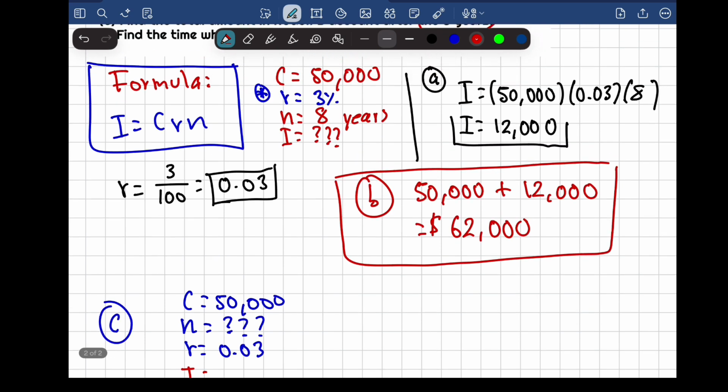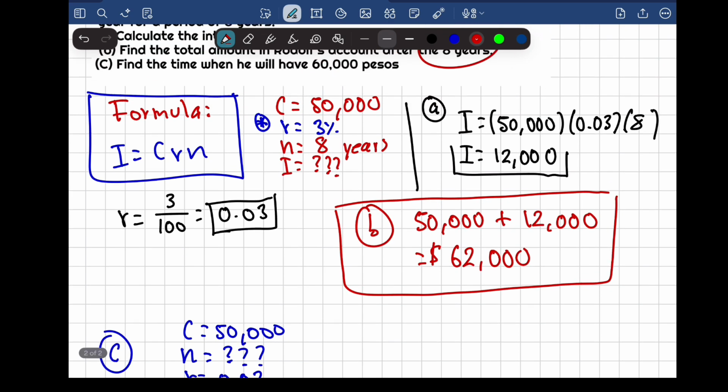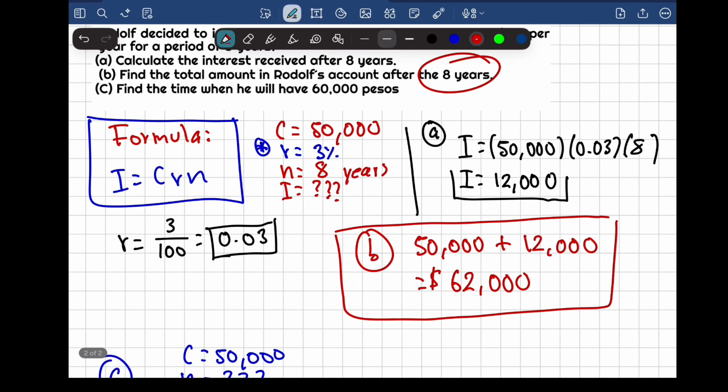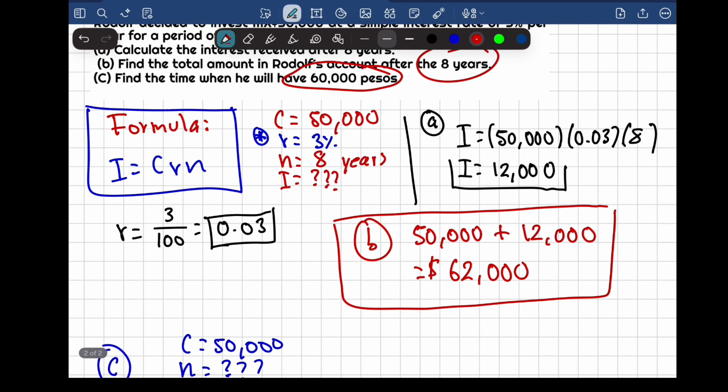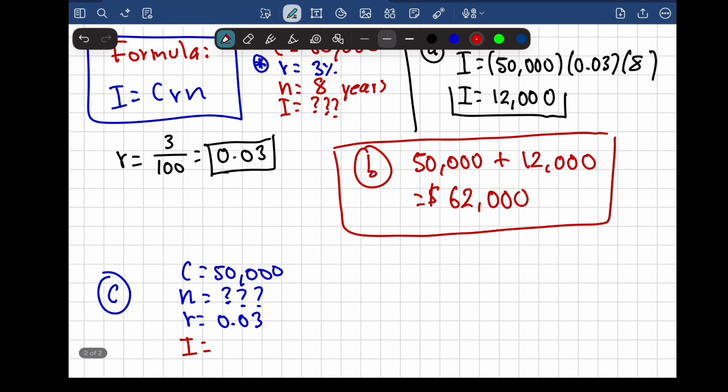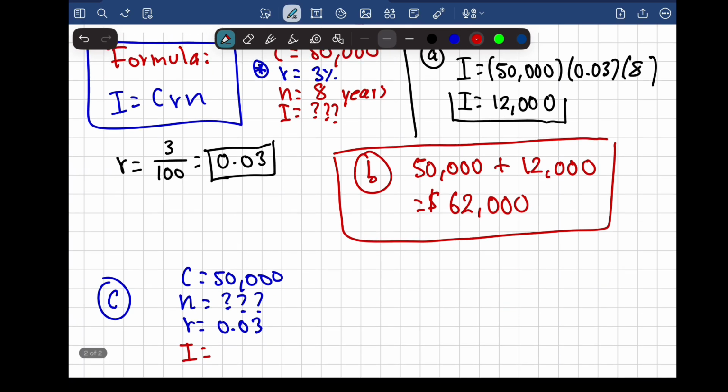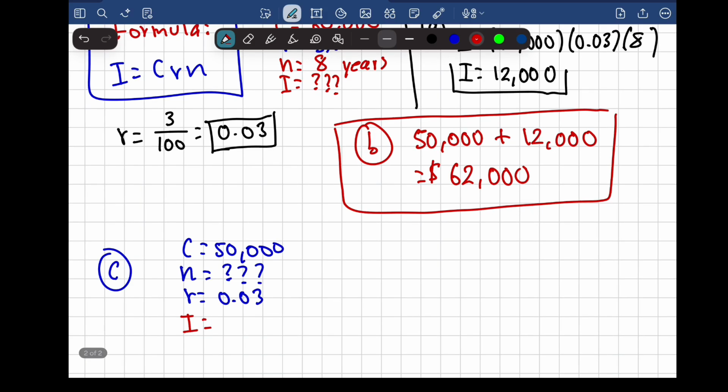The 60,000 pesos is the goal, but Rodolph has 50,000. So he is missing 10,000. This is the money that he wants to receive from the bank. You need to be careful with this. So he needs 10,000 pesos from the bank. So what we are going to find is the time.